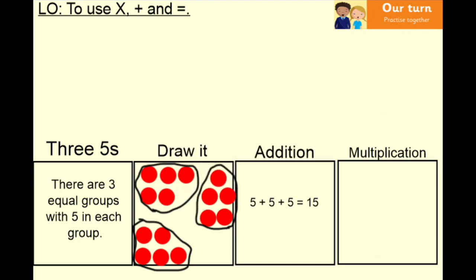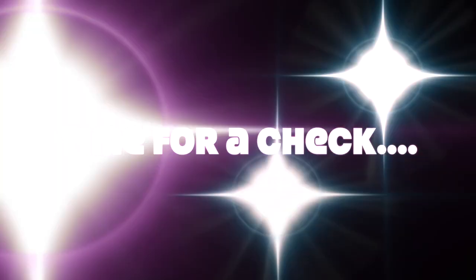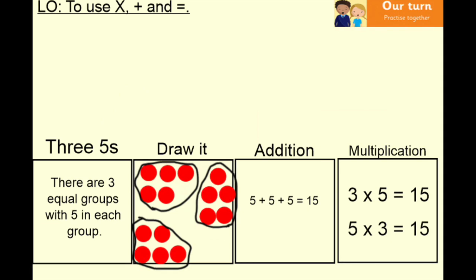That's right. I had 3 groups of 5, so it was 5 add 5 add 5 equals 15. Did you get the same? Now have a go at the multiplication. So I've got 5 how many times? 3. It's 3 times 5 equals 15. But don't forget, it's commutative, so it could also be 5 times 3 equals 15. It gives you exactly the same answer.